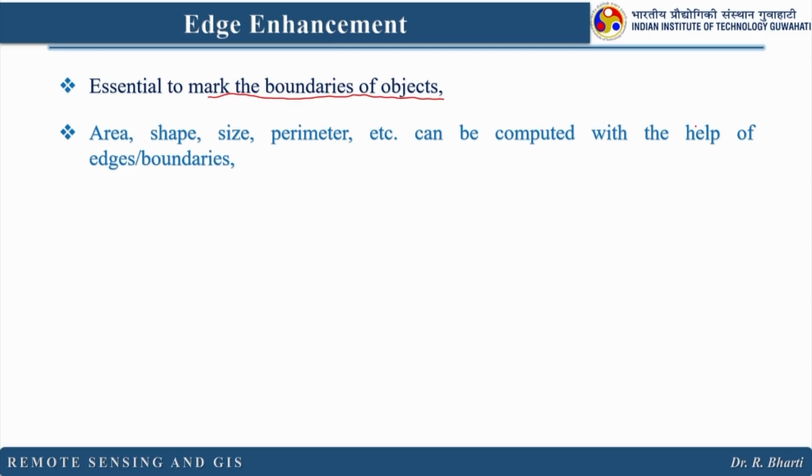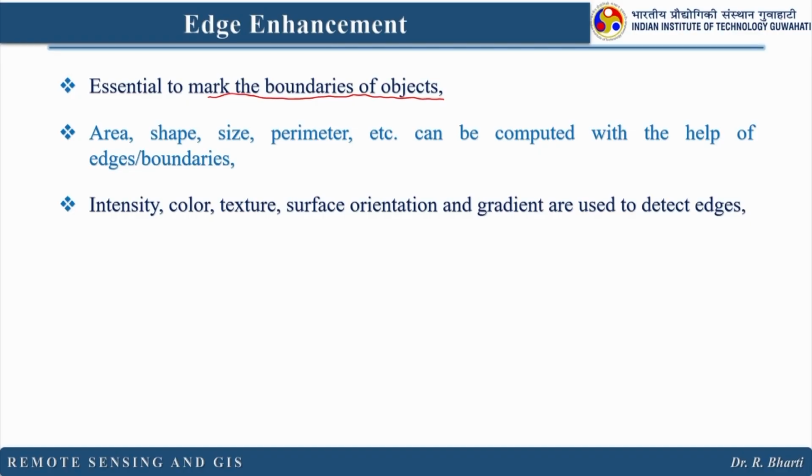Next, area, shape, size, perimeter, etc. can be computed with the help of edges or boundaries, right? We have already seen this example, so this is very clear to you. Now intensity, color, texture, surface orientation and gradient are used to detect edges. So how can we use intensity, color, texture? Intensity is like, within a color range, whether it is dark or light.